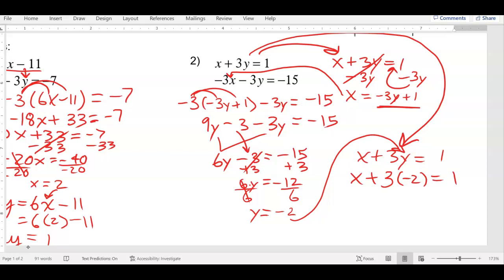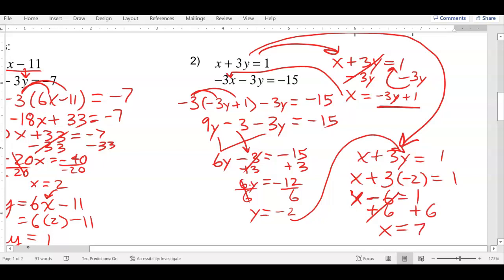So let's do the math there. What do I do first? Multiply. What do I multiply? 3 times negative 2 is negative 6. Bring down equals 1. And my last step, to get x by itself, how do I get rid of that minus 6? Adding 6 to both sides. So x equals 1 plus 6 is 7, okay?